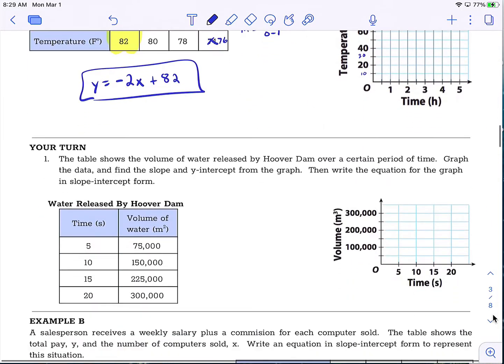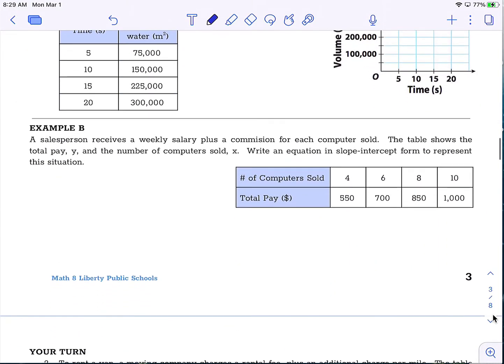Okay, so the your turn problem, very similar to that. You can go ahead and give that one a shot on your own. I'm going to do example B.